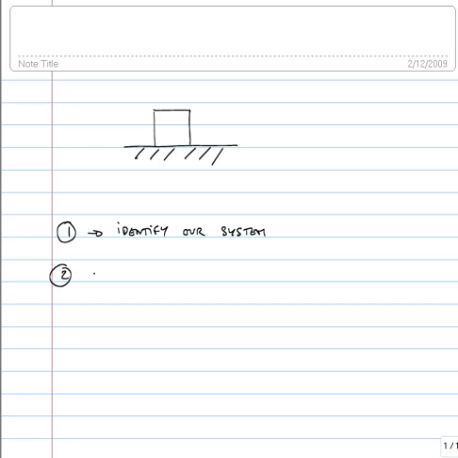Second step, you need to identify all the external forces acting on that particular system. Let's go over the typical forces that we're going to see in this class. The first one that should come to your mind is what we call the weight. The weight is the force due to gravity which is acting on any object which has a particular mass.